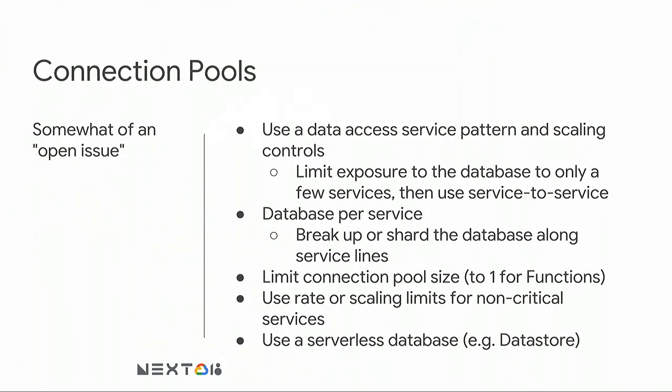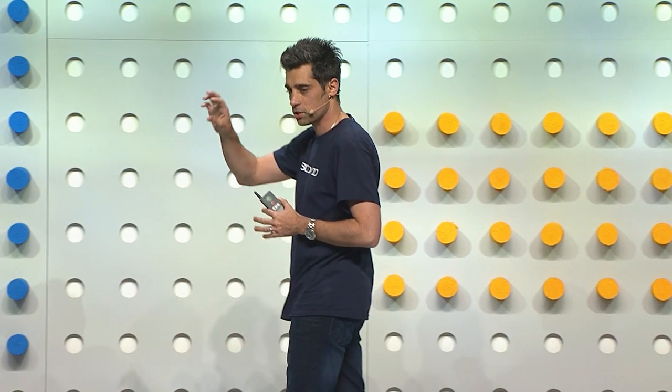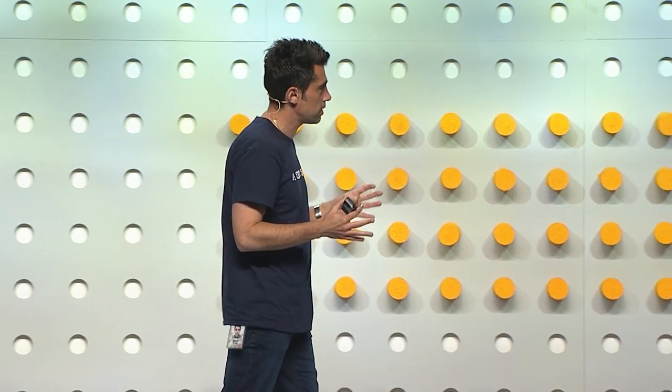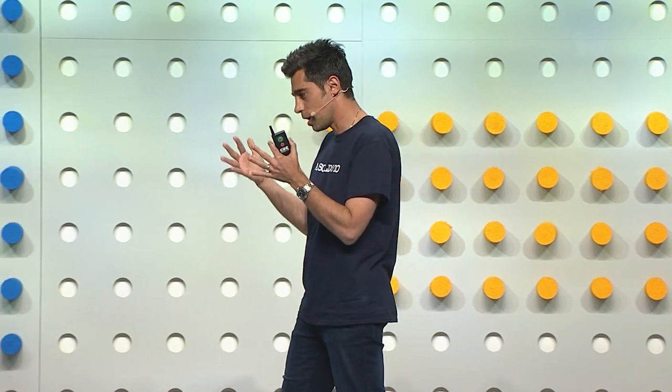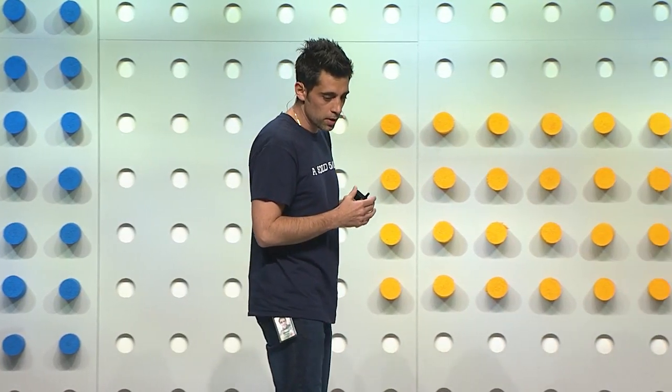Data access service pattern and scaling controls. I think I repeat myself there. So limit exposure to the database to only the services that need it. Don't just throw your connection pool into every single function you do. Be diligent and judicious about who is accessing the database. Another idea is to break your database up itself. Sometimes difficult if you're relying on foreign keys and things like that, but as a pattern, it can be useful.